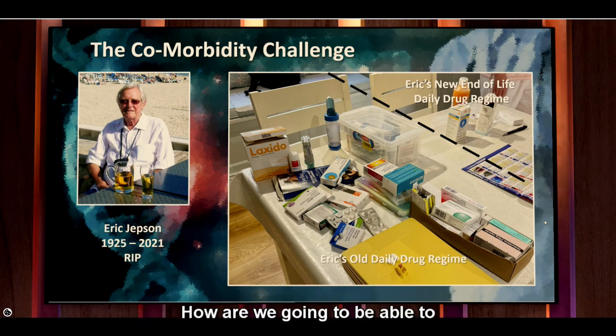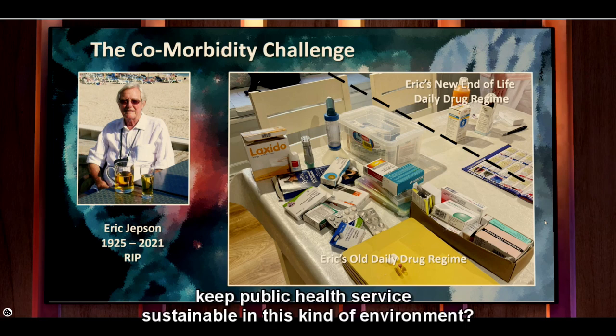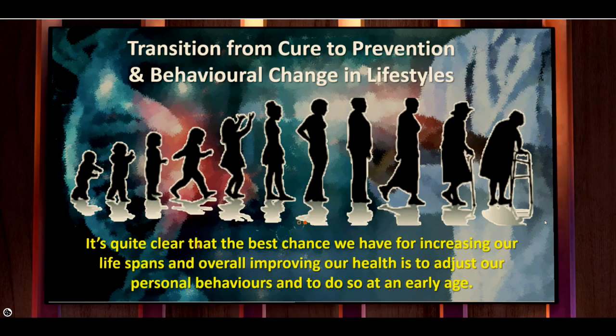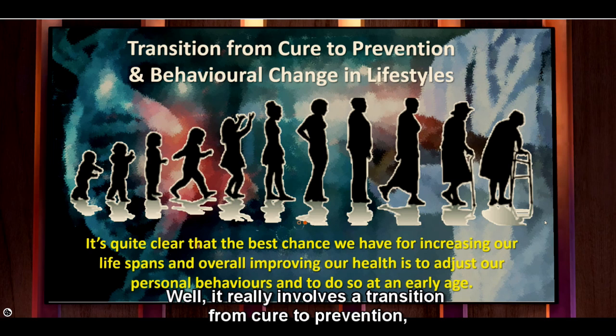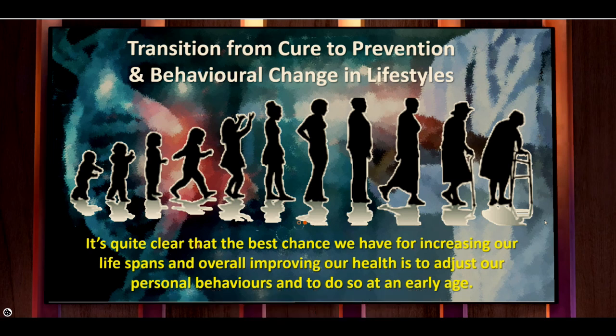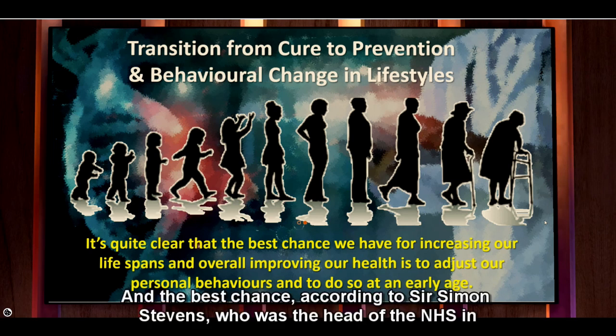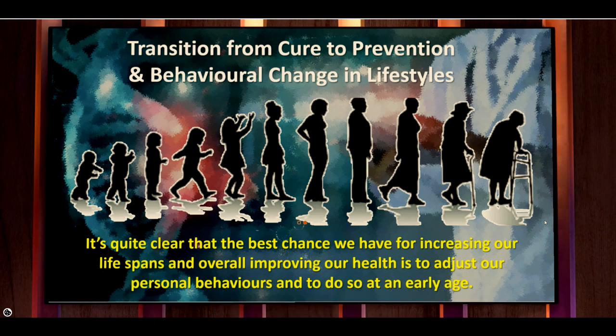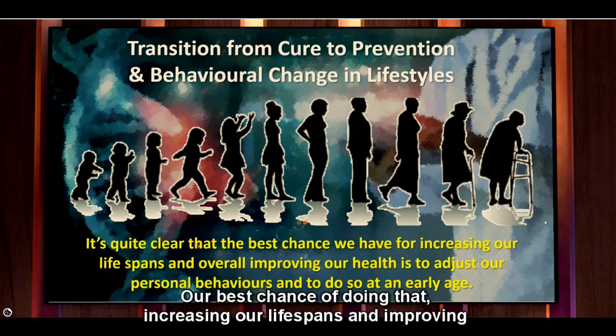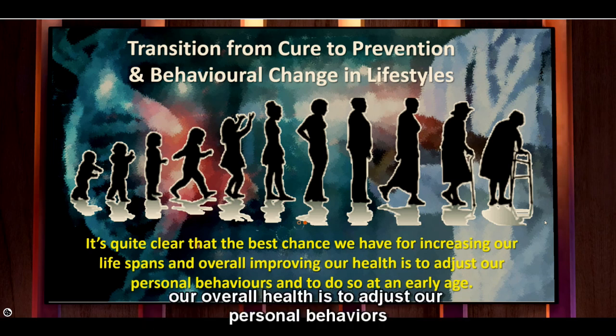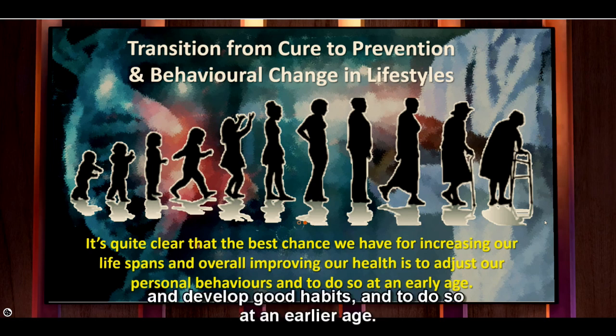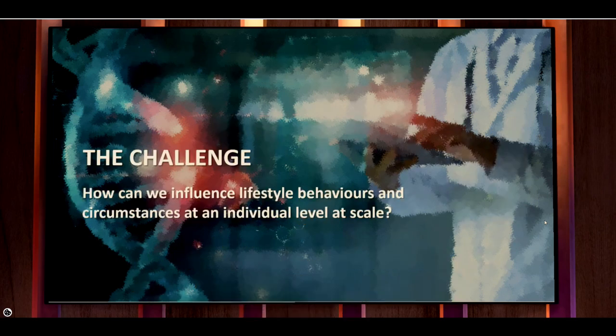So, how are we going to be able to keep public health services sustainable in this kind of environment? Well, it really involves a transition from cure to prevention and involves behavioural change in our lifestyles. And the best chance, according to Sir Simon Stevens, who was the head of the NHS in the UK, of increasing our lifespans and improving our overall health, is to adjust our personal behaviours and develop good habits, and to do so at an early age.